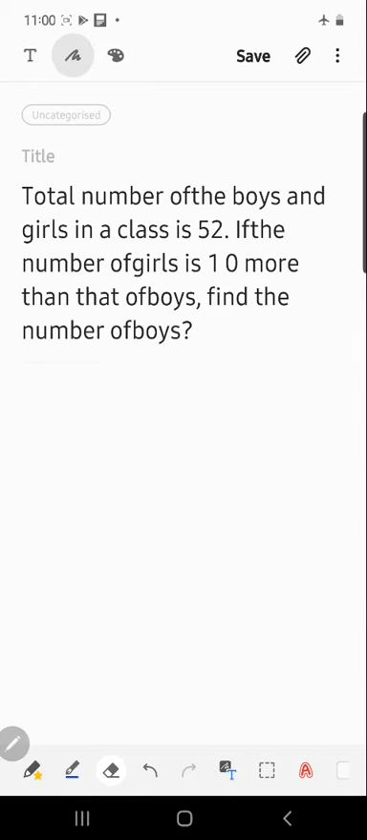So here, after reading the problem, the total number of boys and girls is 52. In that 52, girls are there and boys are there, but we don't know the number of boys or the number of girls. We are going to find the number of boys. The number of boys is the question. So we have to take boys as x, or otherwise, what is the relation given in the problem between boys and girls? Here is the second statement.